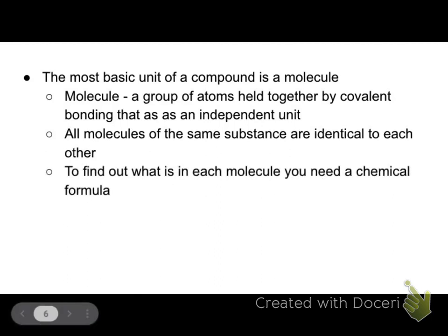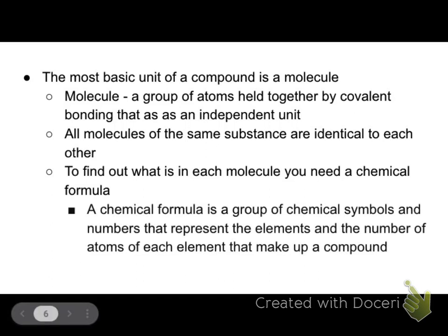To find out what is in each molecule of a specific substance, you need to know the chemical formula. The chemical formula is a group of chemical symbols and numbers that represents the elements and the number of atoms of each element that make up that particular compound.